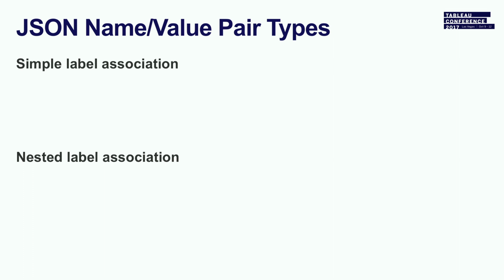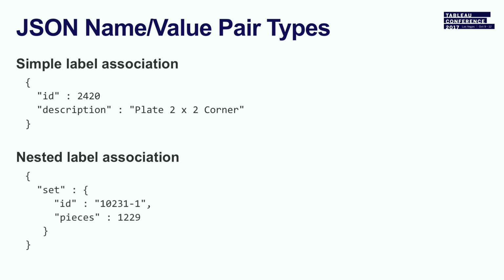Now let's take a look at the different types of name-value pairs a JSON document can contain. We call this simple label association and nested label association. Simple label association, like shown in this example, is a flat structure of name-value pairs, as opposed to a nested label association, which contains a hierarchy. Just like I mentioned before, set has a value, which is an object in itself. An object is, again, nothing but an unordered set of name-value pairs.